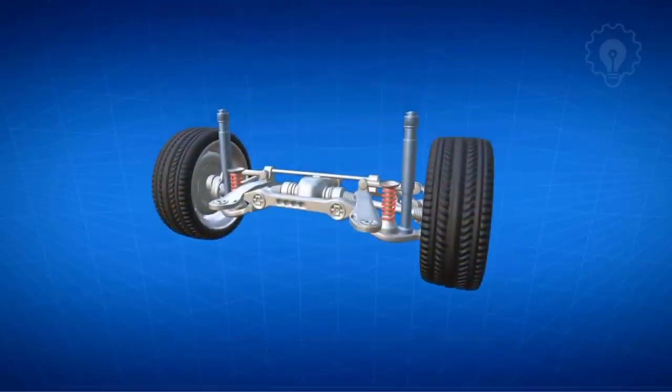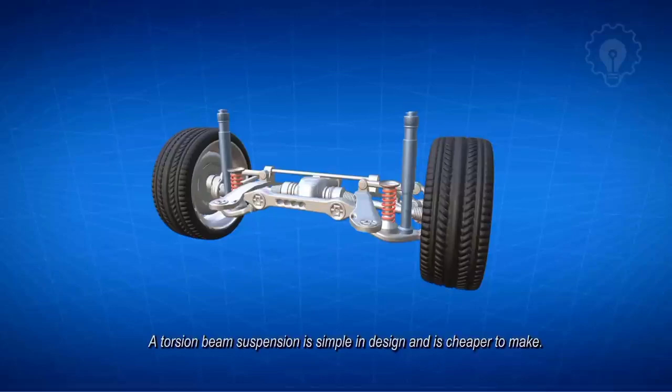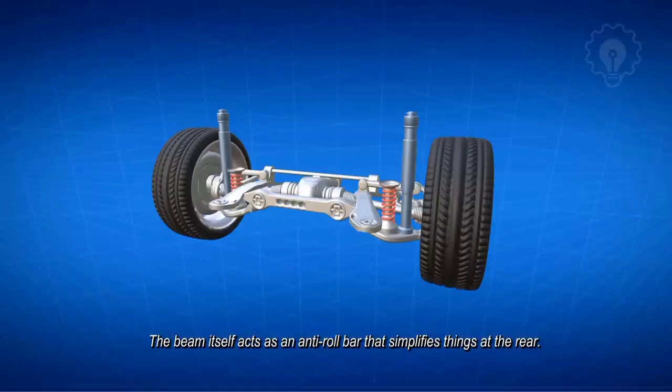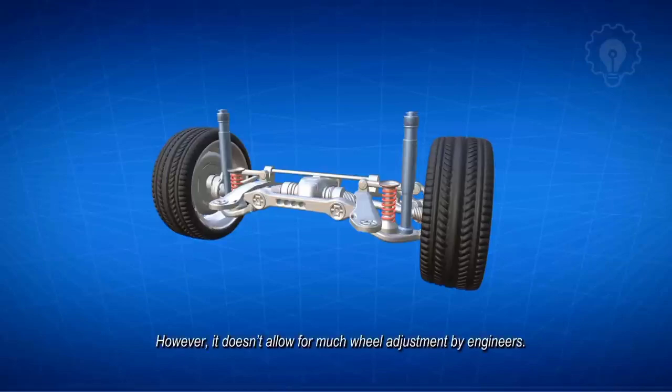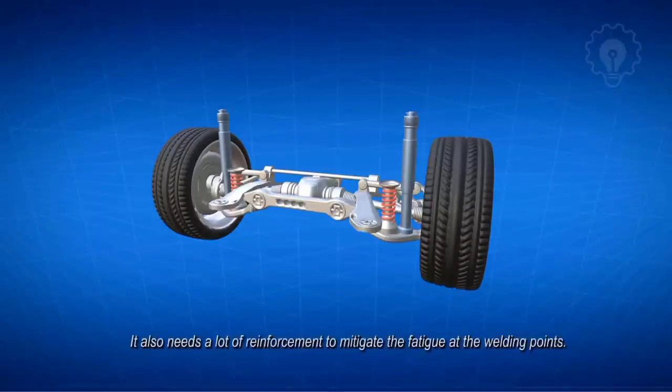Compared to other types of suspensions, a twist beam suspension is simple in design and is cheaper to make. The beam itself acts as an anti-roll bar that simplifies things at the rear. However, it doesn't allow for much wheel adjustment by engineers. It also needs a lot of reinforcement to mitigate the fatigue at the welding points.